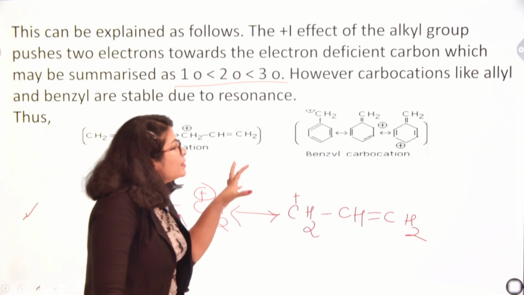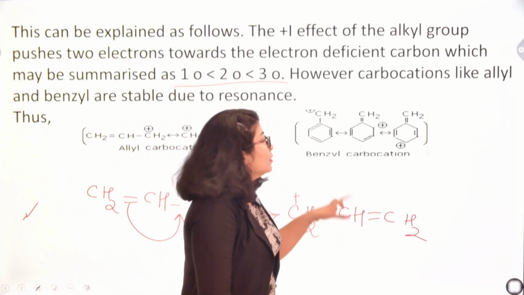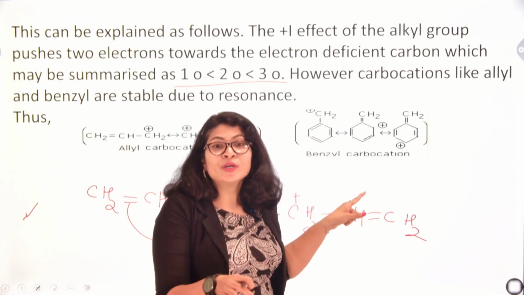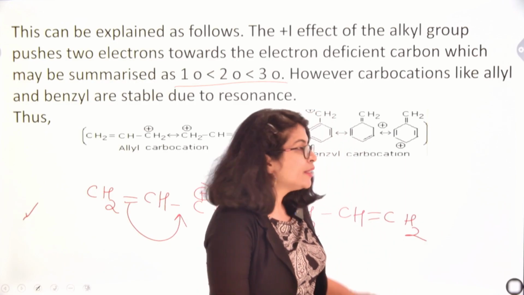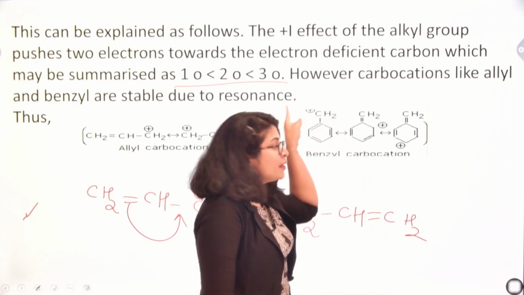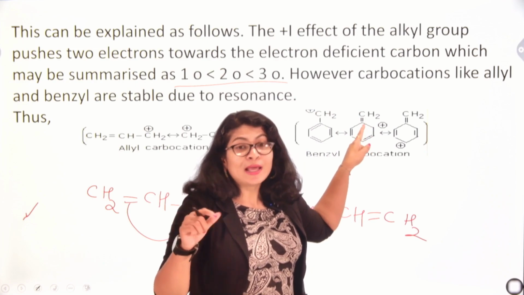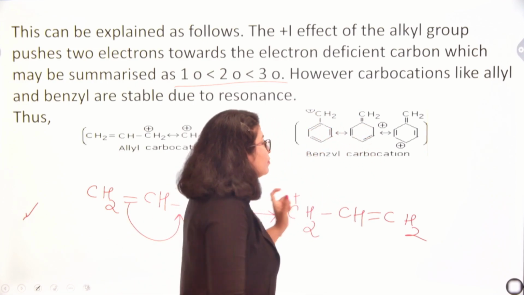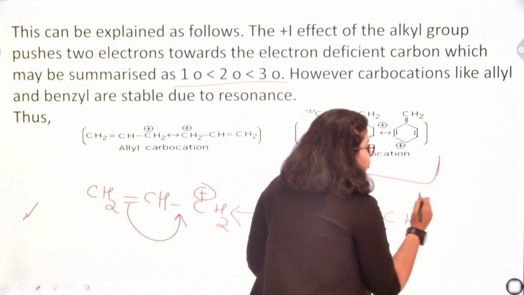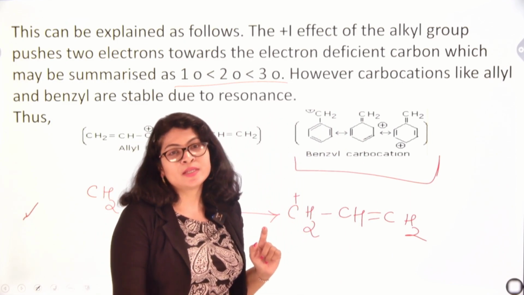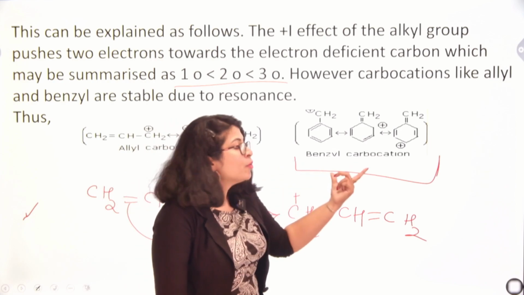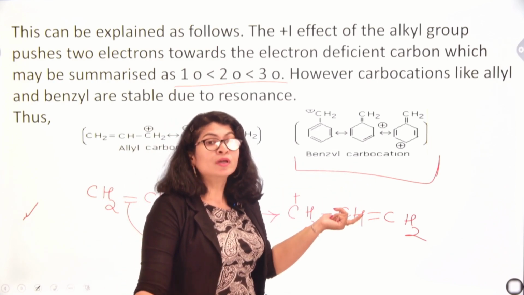Now, if I see the benzyl carbocation, of course, the benzene ring is a whole conjugated system and it is highly electron rich. Therefore, it can stabilize the positive charge that is developed over the methyl or alkyl carbocation here by the 3 resonating structures. And we know greater the number of resonating structures, greater is the stability. So, therefore, benzyl carbocation is highly stable due to resonance.